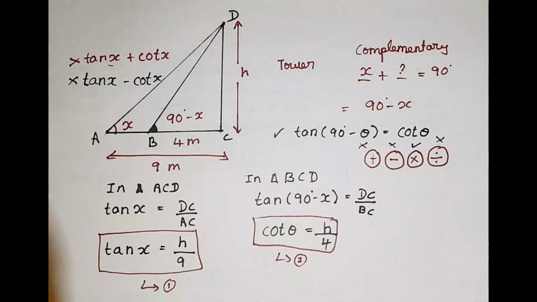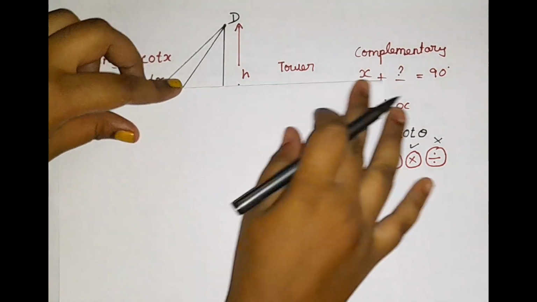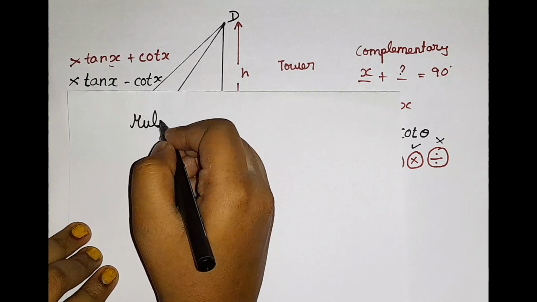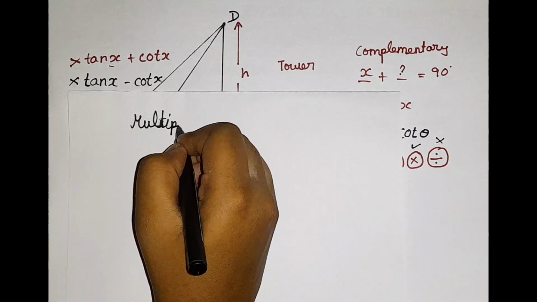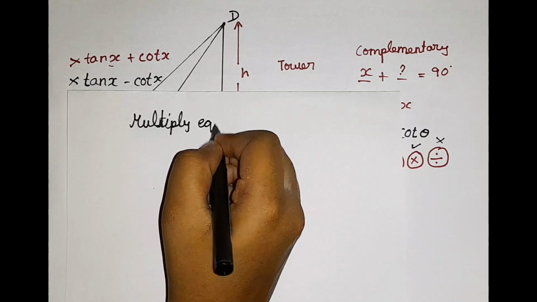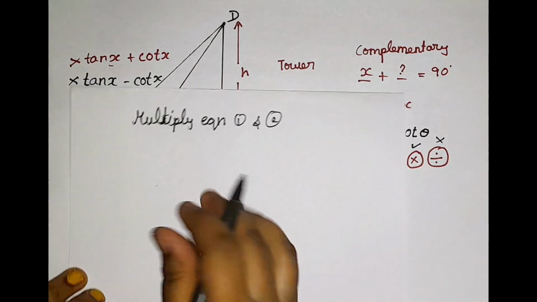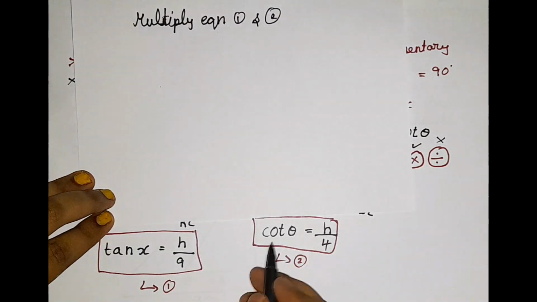The only thing we have is multiplication. So let us try with multiplication. I am sure that we can actually solve it by using multiplication. Why? Because we have a few formulas. Okay, all right. So now let us do that. I am going to write: multiply equation number 1 and 2. So these are the two equations, isn't it?